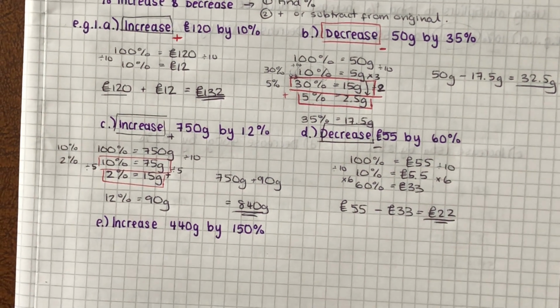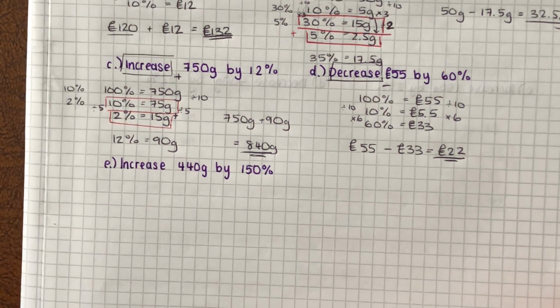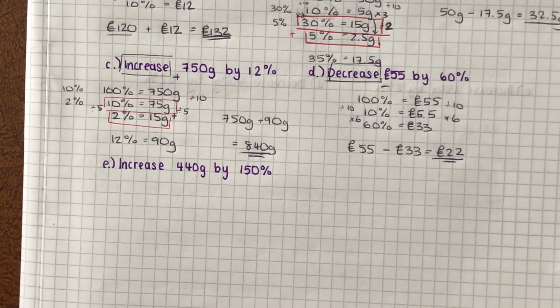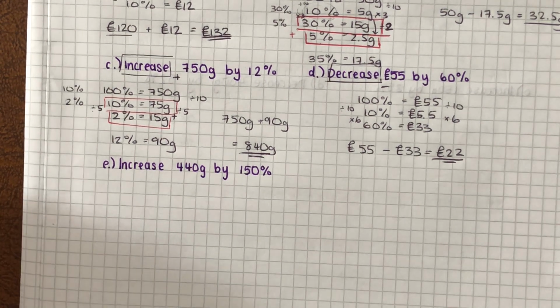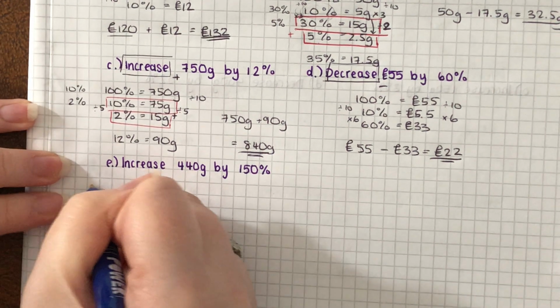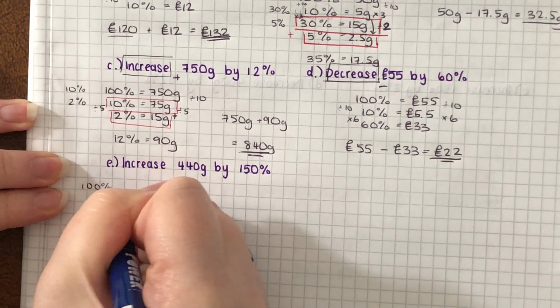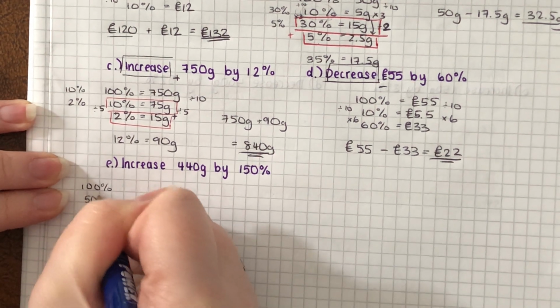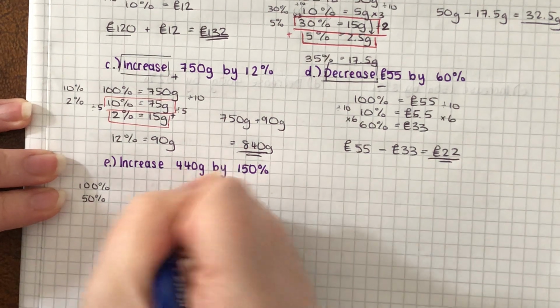Okay. Now I've added a final one in. This will only happen with increasing because you can't decrease by more than 100%, but they do sometimes ask you to increase by more than 100%. But again, it's not too difficult. The first thing we need to do is find 150%. So to do that, I'm going to do 100, and then I'm going to find 50, and then add them together, and then we can then increase it.